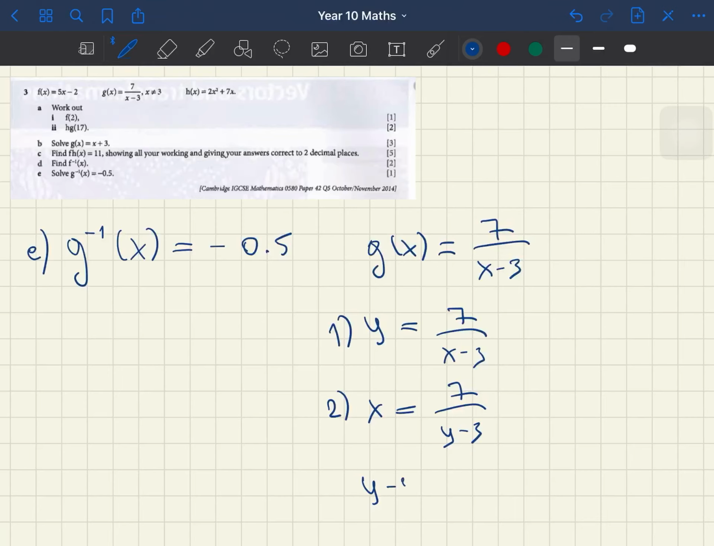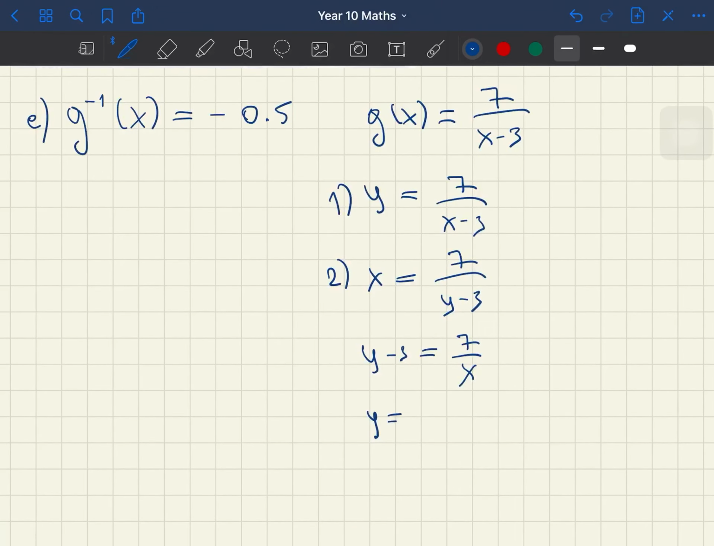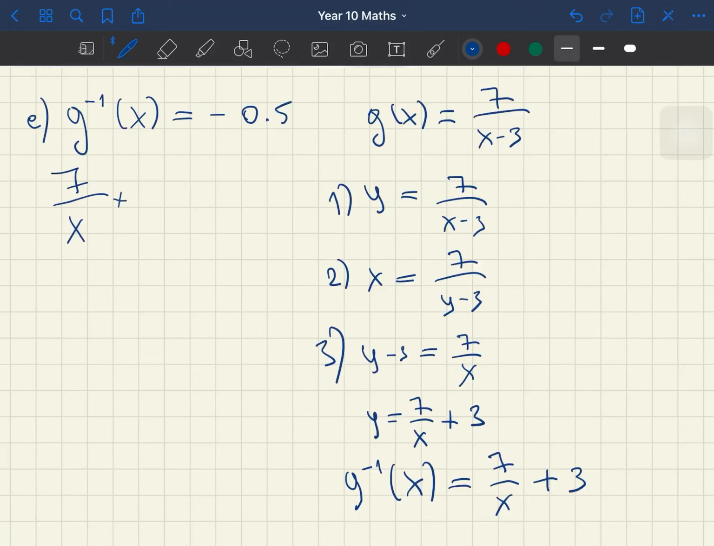So y minus 3 equals 7 over x. y equals 7 over x plus 3. 7 over x plus 3, right? So this is our g inverse of x. So g inverse of x equals 7 over x plus 3. It means that 7 over x plus 3 equals negative 0.5, yeah?